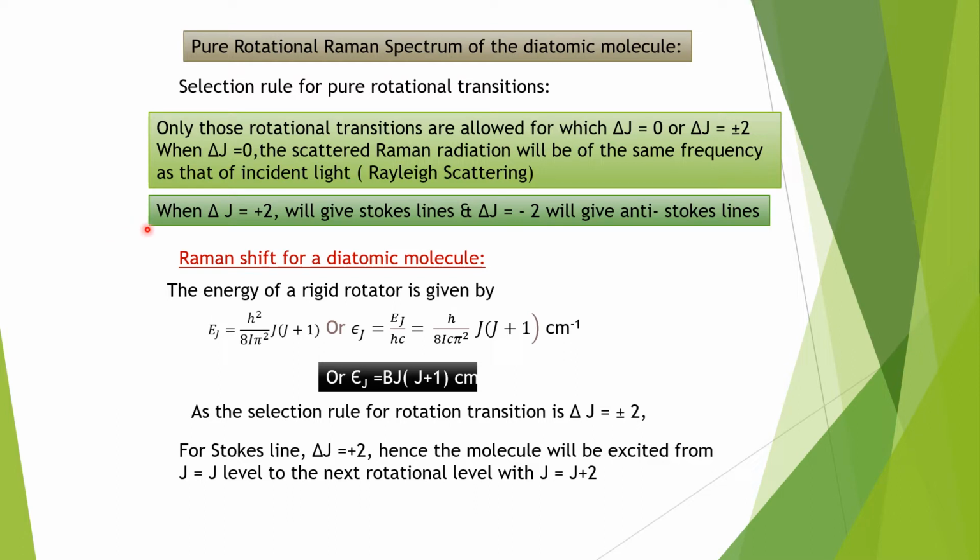When del J is equal to plus 2, that will give us the Stokes line, and when del J is equal to minus 2, that will give the anti-Stokes lines in our Raman spectrum. Now, what is the Raman shift for a diatomic molecule?